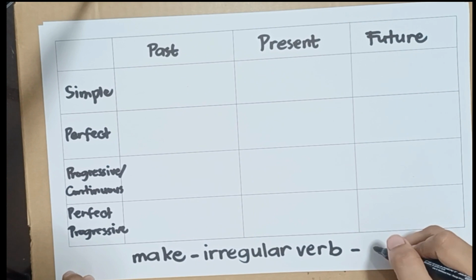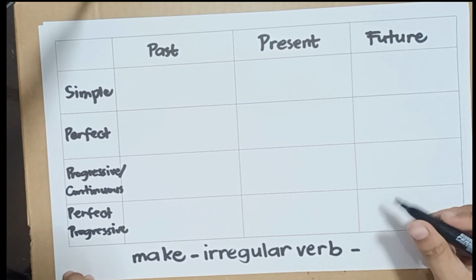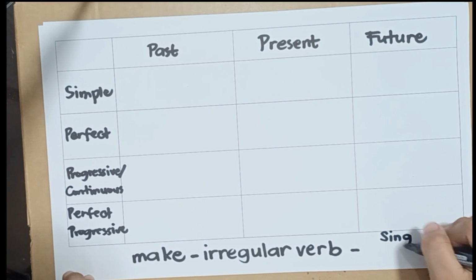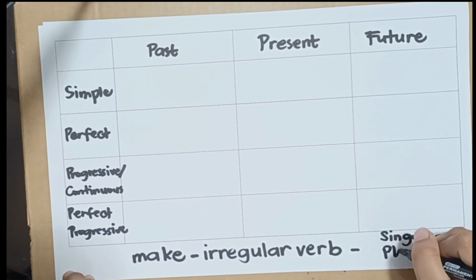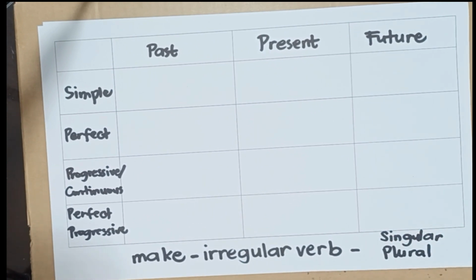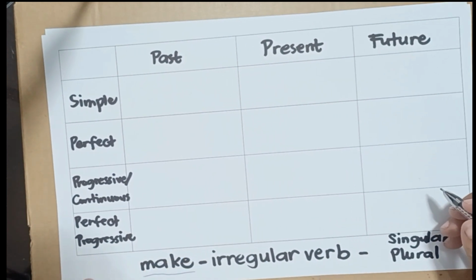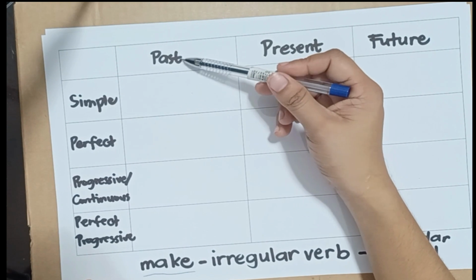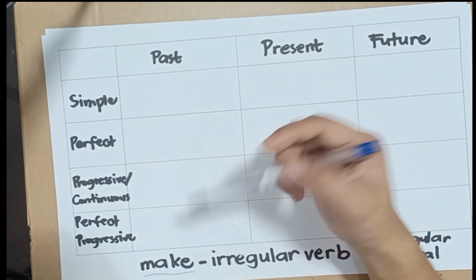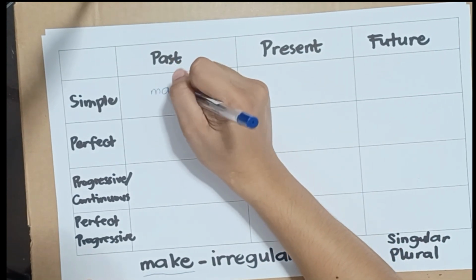Now we have to consider two things when deciding on the tenses of the verb that we will use in a sentence, because it depends on the subject. So take note if your subject is singular and if your subject is plural. So let's have first the simple past. The verb make, simple past tense is made.